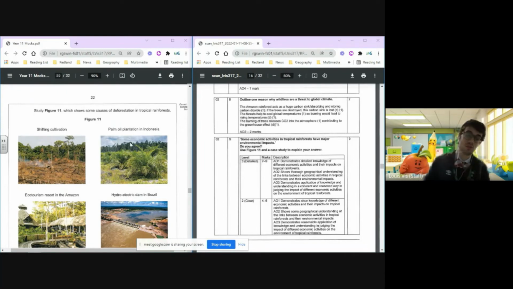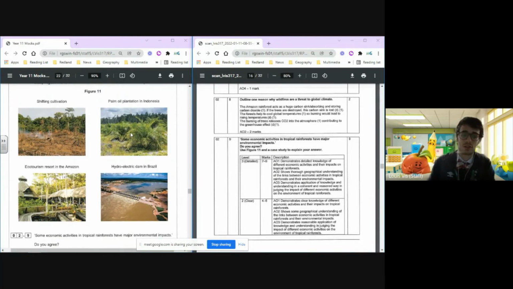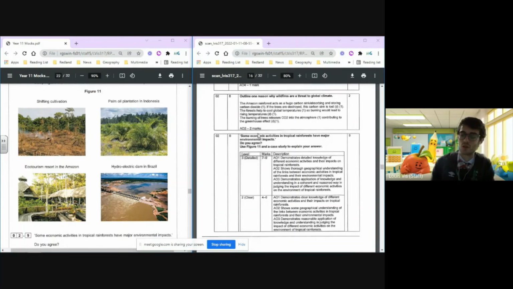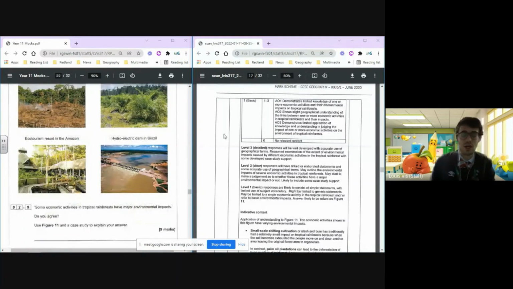So these are some of the causes, and it says here some economic activities in tropical rainforests have major environmental impacts. Do you agree? Ideally, you need to use all 4 of these examples because they're in your handout. Okay, you've got palm oil, shifting cultivation, hydroelectric dam, and ecotourism. The key thing there is you have to say yes, I agree, and no, I disagree.